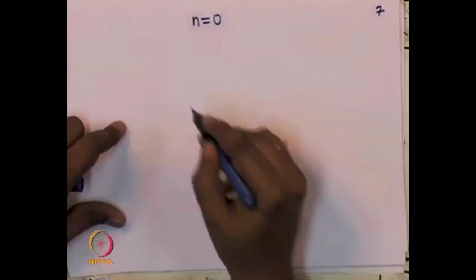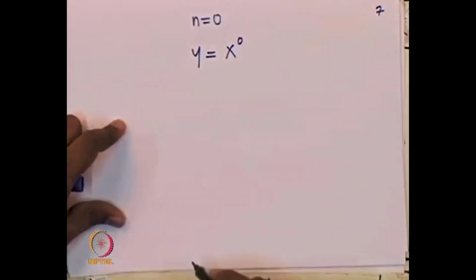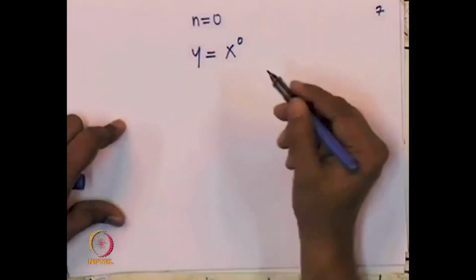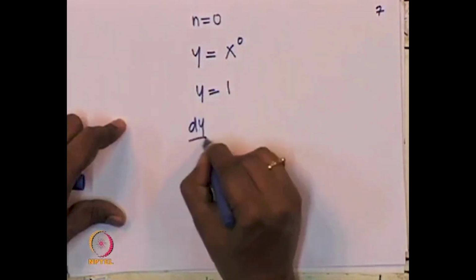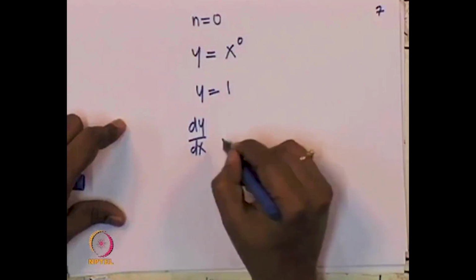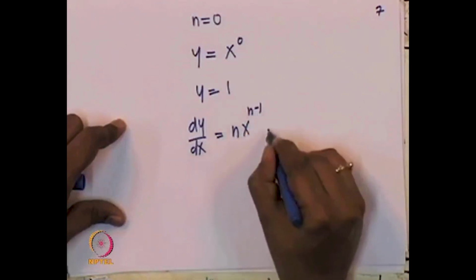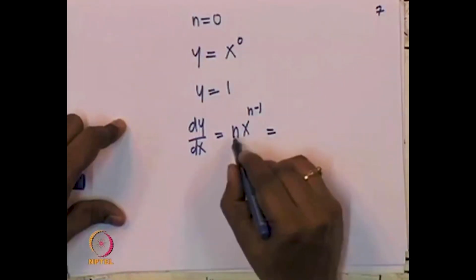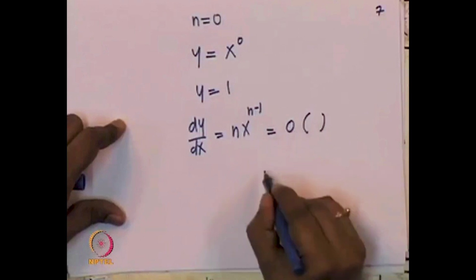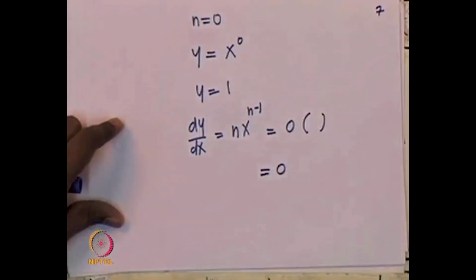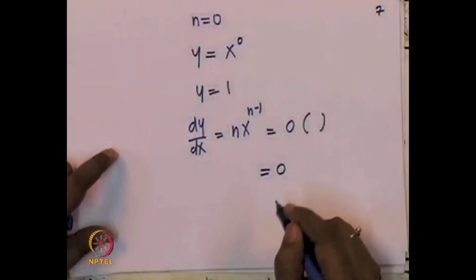What does n equal to 0 mean? n equal to 0 means y is x power 0. x power 0 is 1. So when y equal to 1, what is dy by dx? This is n x power n minus 1. So n is 0, so 0 times x power n minus 1. 0 times anything is 0. So the answer is 0. So the derivative of 1 is 0.